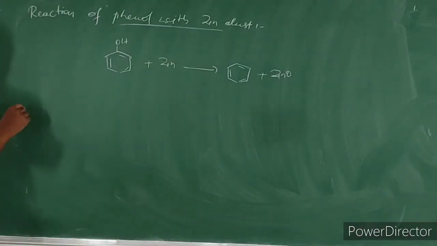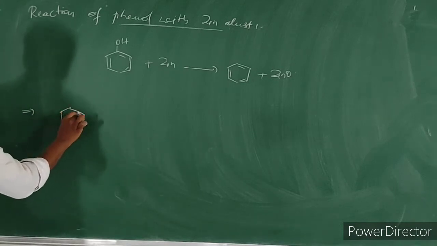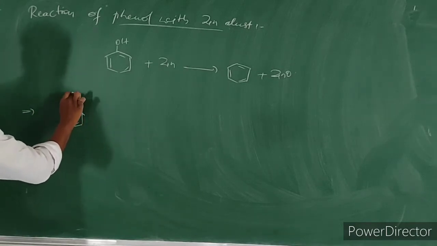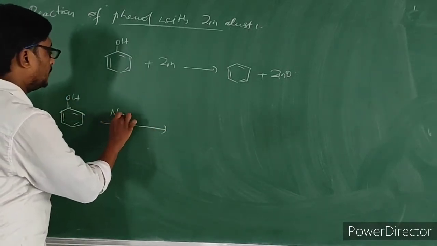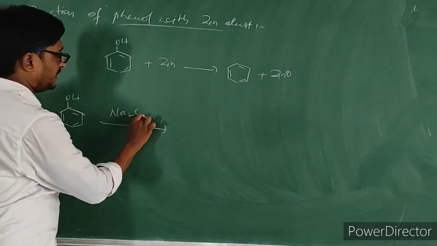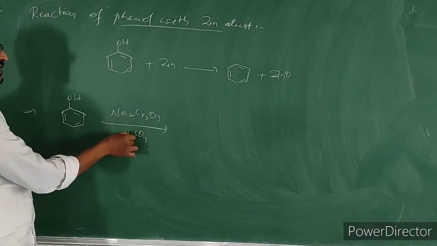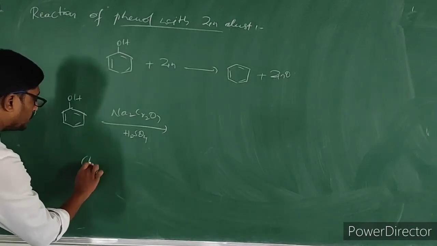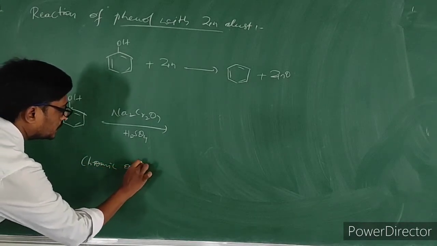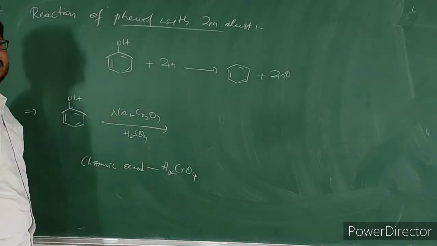The next reaction, when we are treating phenol with chromic acid. Chromic acid is produced when we are treating sodium dichromate with sulfuric acid. When sodium dichromate is treated with sulfuric acid, chromic acid gets produced. What is the formula of chromic acid? H2CrO4. This is the formula of chromic acid.